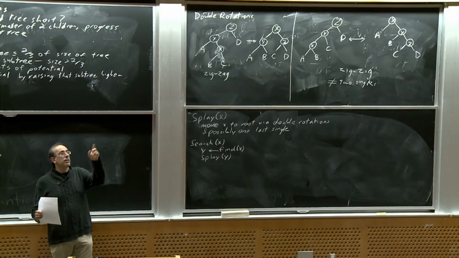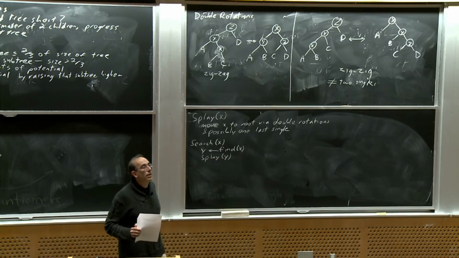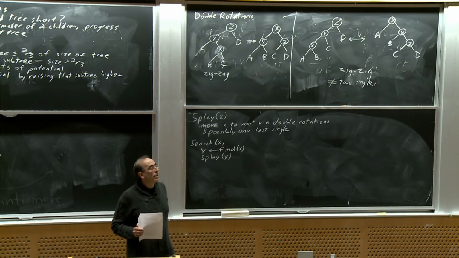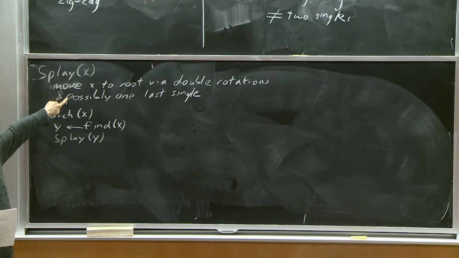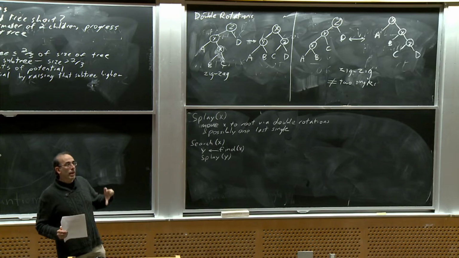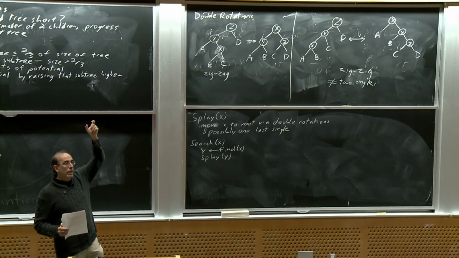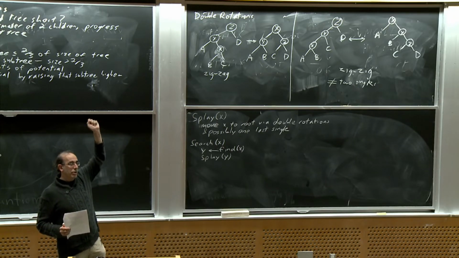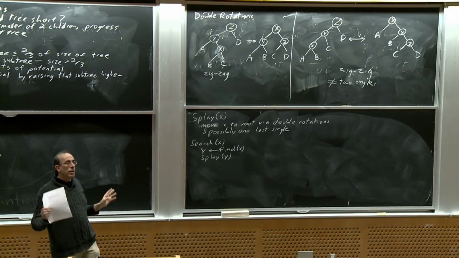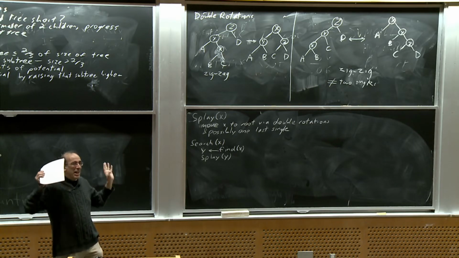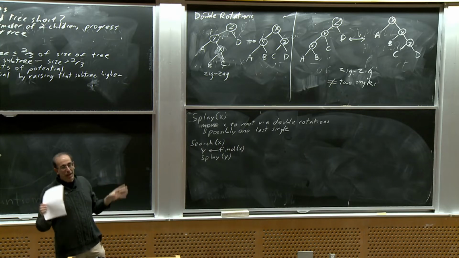Not too hard. Yes? What do we do if x is just one little bit below? So that's this possible one last single rotation. This happens if x has an odd depth, right? Each double rotation will move it 2 steps up. So if its initial depth is odd, it will eventually become a child of the root, and then you just do a single rotation to move it to the root. Actually, that isn't too important. You could just leave it as a child, and all of the theorems would still be true, but it would actually be a lot messier to talk about.